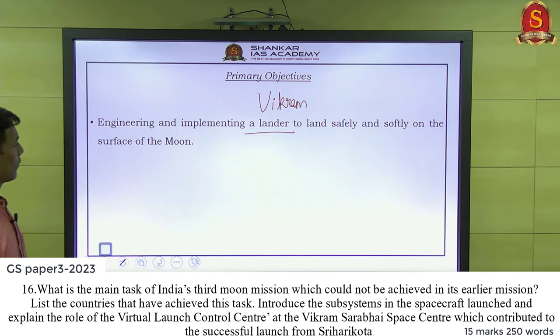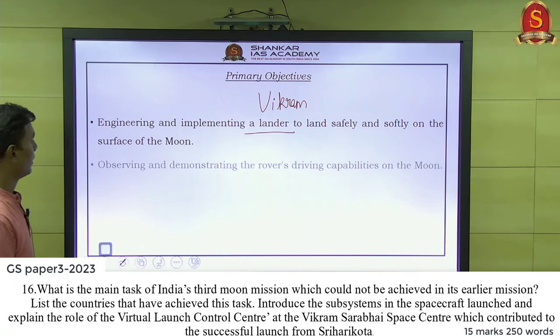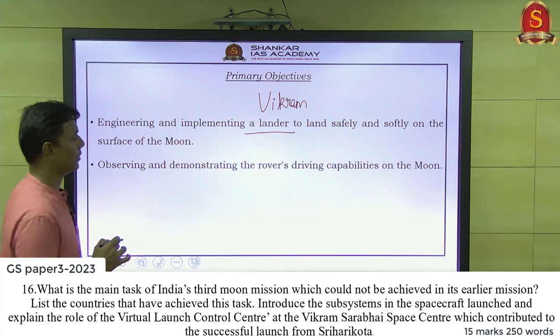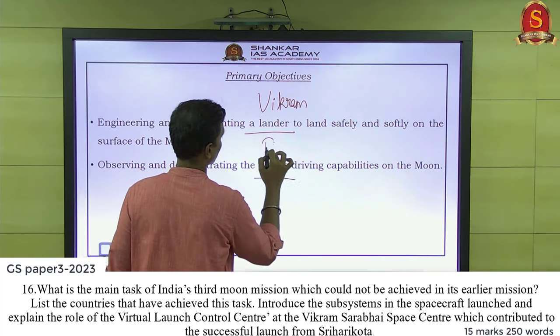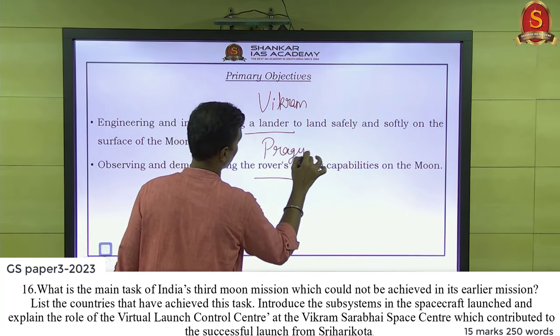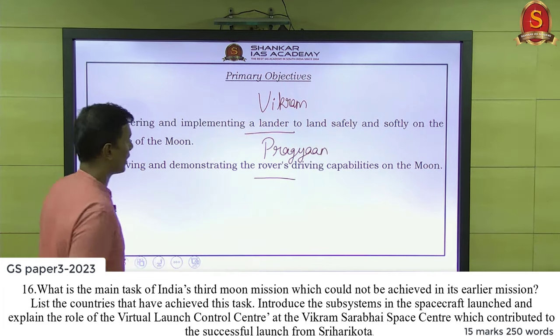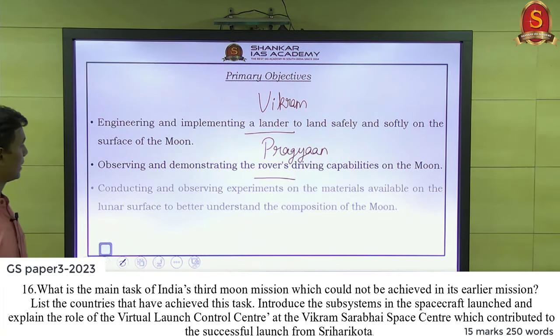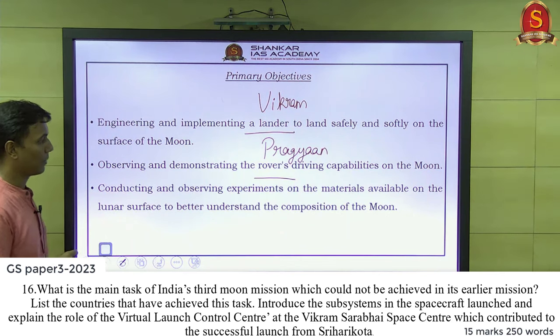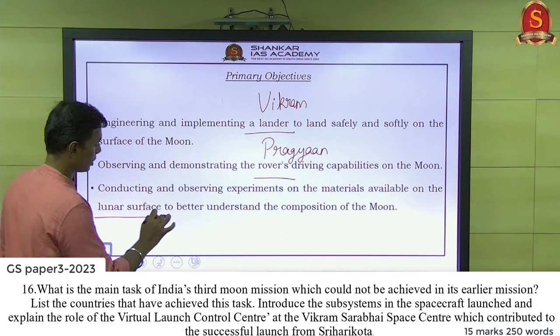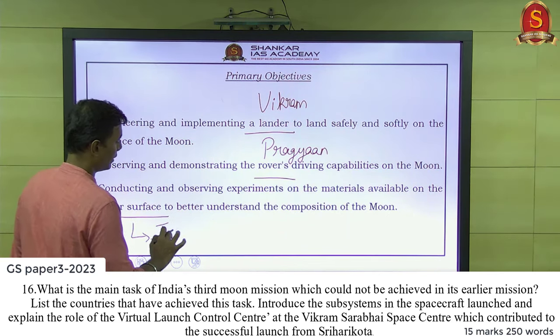And especially to make a soft landing on the surface of the moon. The next one is observing and demonstrating the rover, which was named Pragyan, meaning knowledge, and its drive capabilities on the moon. And followed by that, conducting and observing experiments on the materials available on the lunar surface. This is what I told you, in situ experiment.